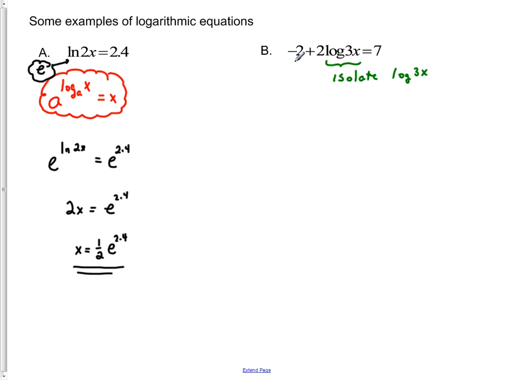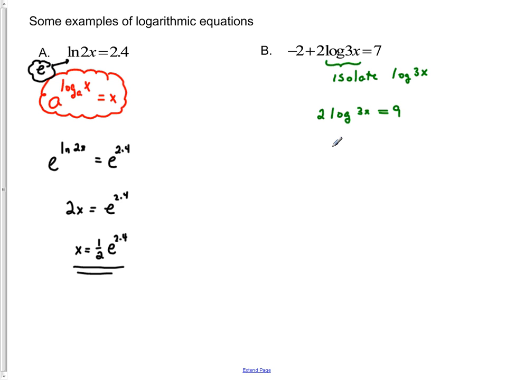Now, this is going to be a bit of algebra. First thing, of course, we would want to take our negative 2, which is added to 2 log of 3x, and move that to the other side by addition. So if we add 2 to both sides, we get 2 times the logarithm of 3x, and set that equal to 9. And of course, that will be equal to 2 plus 7, which is 9.